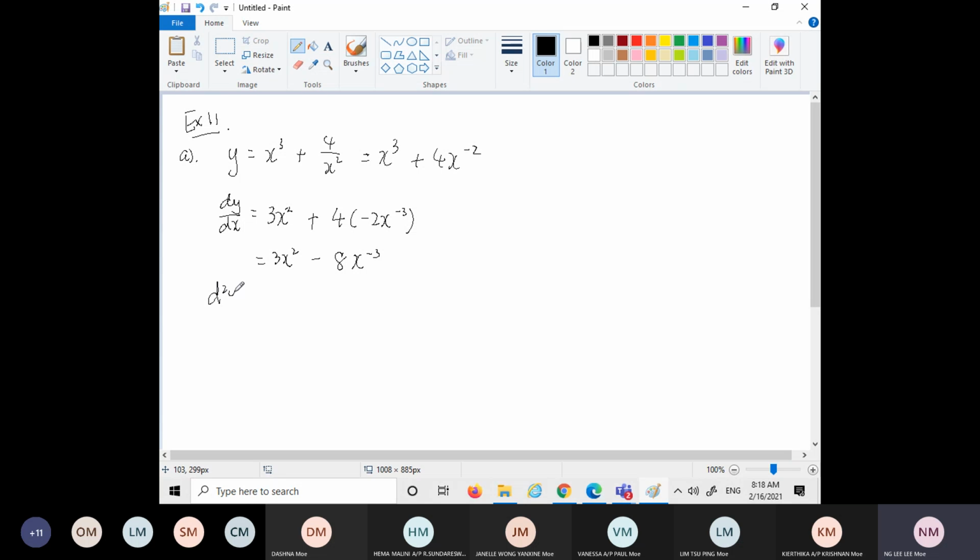So now d squared y over dx squared is equal to, you differentiate dy/dx, meaning you differentiate this. When you want to differentiate this, differentiate the first term, 3 times 2, 6x. Then differentiate this, bring down a power. The power is -3, so -3 minus 1 is -4.